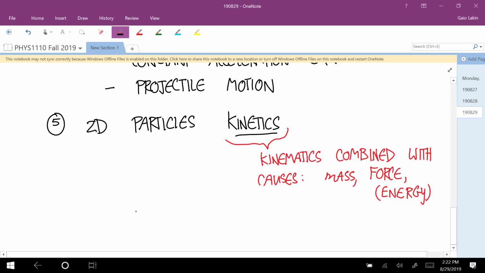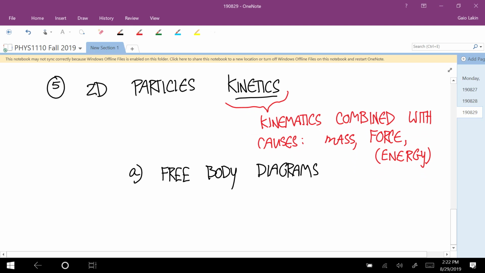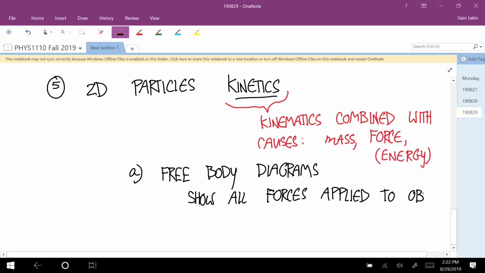And the first thing that we're going to deal with in kinetics is called free body diagrams. These are just simple drawings that show all the forces that are acting on an object. All the forces applied to the object that you're treating as your system to analyze.